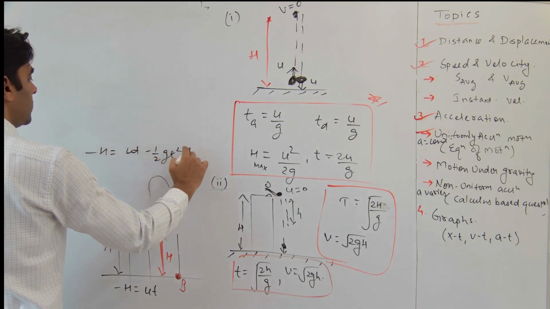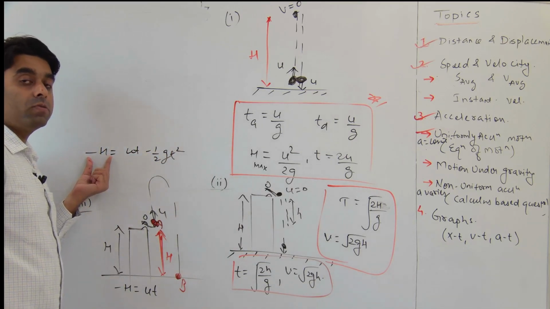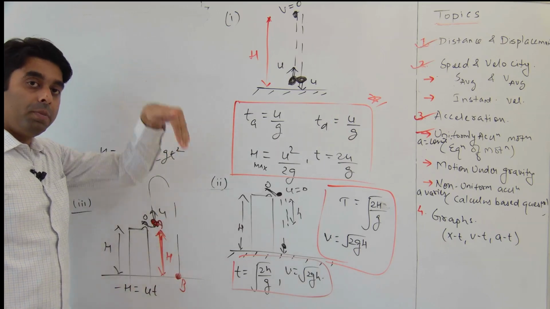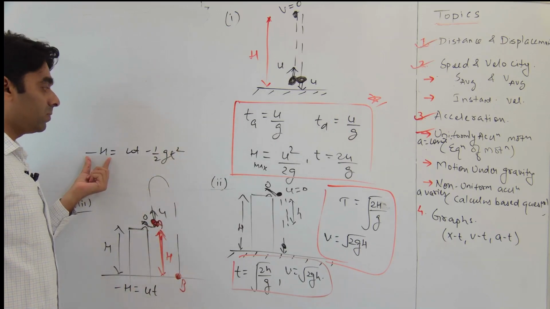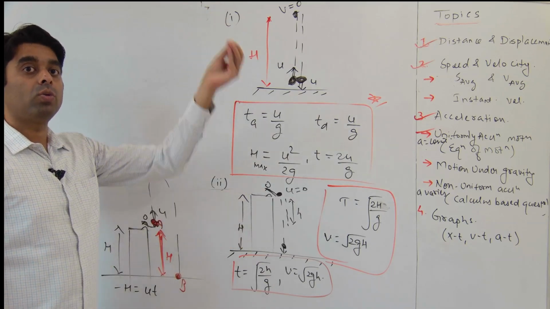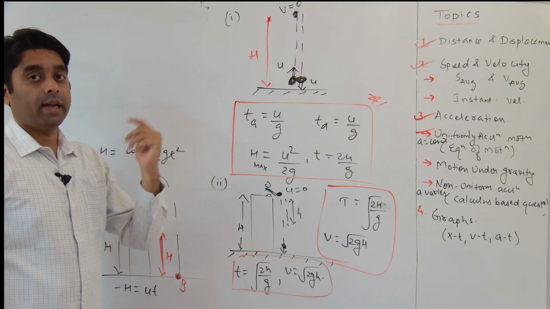Now see carefully over here, look at the signs. I have used minus h. Why minus h? Because the final position is below the initial position. u is taken positive because the particle is thrown upwards, and g is obviously downward. Using this, we can calculate time.